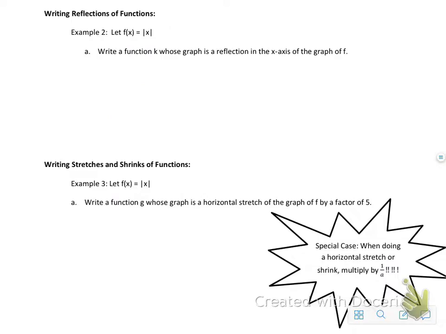Let's continue. Write a function k whose graph is a reflection in the x-axis. So we have k of x. Now if you go back to that first page, to the front of this page, you know that reflection in the x-axis is a negative absolute x.